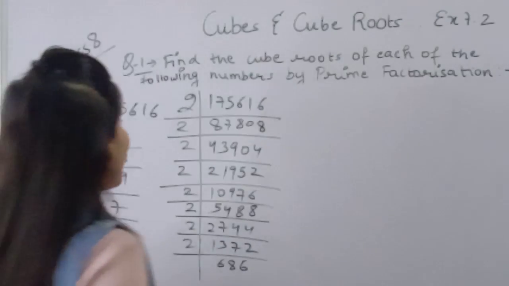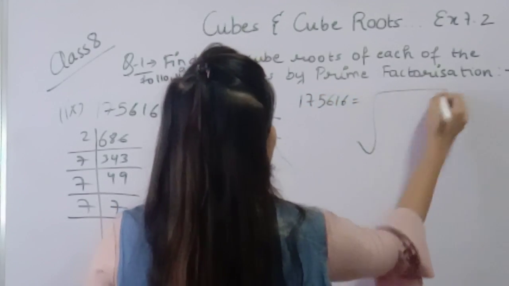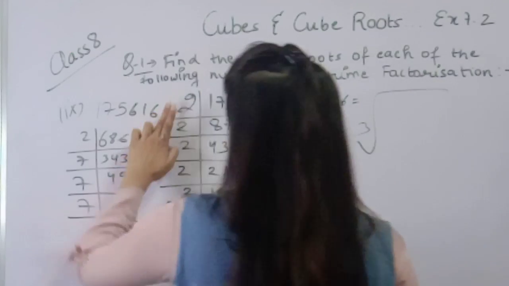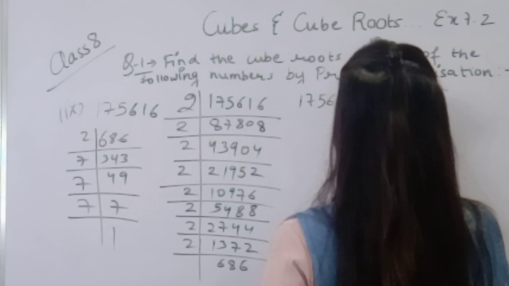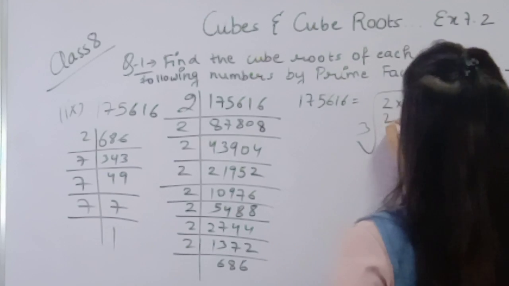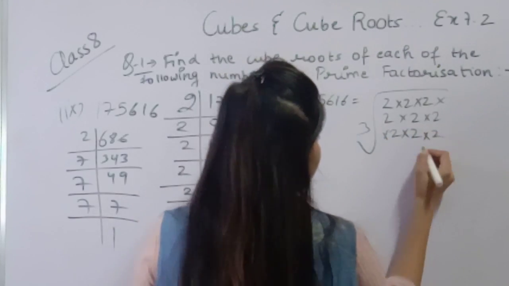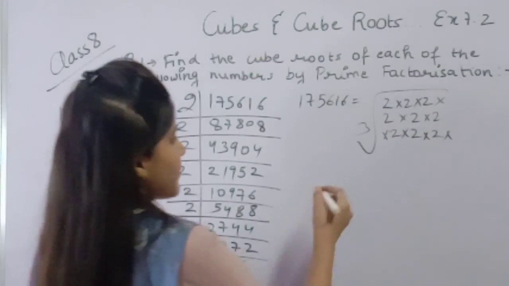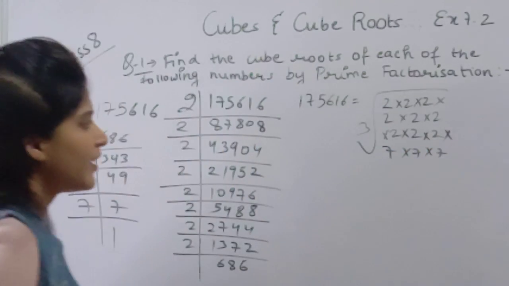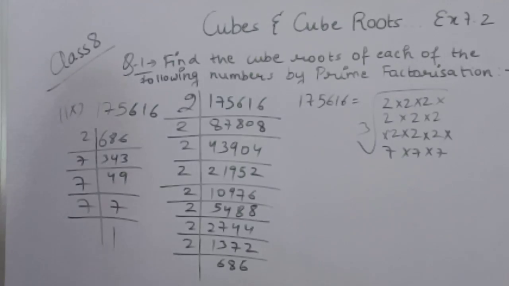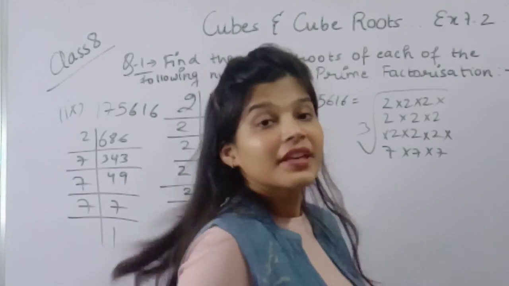So now the factors of 175616 are 2 into 2 into 2 into 2 into 2 into 2 into 2 into 2 into 2 times 7 into 7 into 7. So these are the factors of 175616. Now start making pairs.